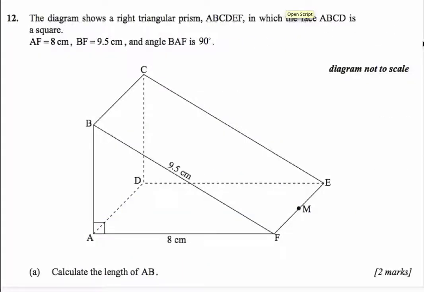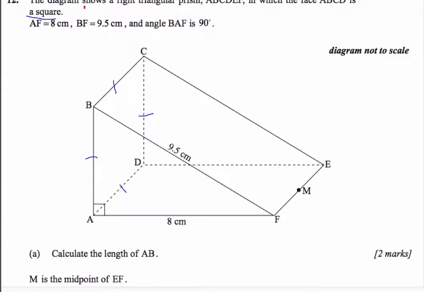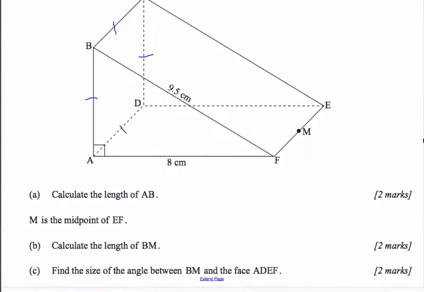Okay, next we have a geometry and looks like a trigonometry question. Let's read the question first and look at some important stuff. So actually AF is 8, BF is 9.5, all that's in there. One important thing that's not shown in the diagram is ABC is a square. That is important. That means this is equal to this is equal to this is equal to this. Okay, because it's a square. So that's going to be pretty important a little bit later on.